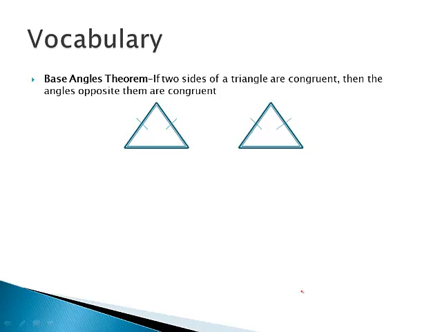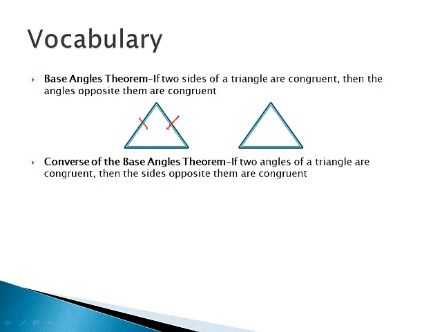The reason this is important is because we have a theorem that's called the base angles theorem, and it states that if two sides of a triangle are congruent, then the angles opposite them are going to be congruent as well. So remember the labeling dash marks. We have two sides, one here, that are congruent, and if we know that those two sides are congruent, we can automatically conclude that the base angles are also going to be congruent as well.